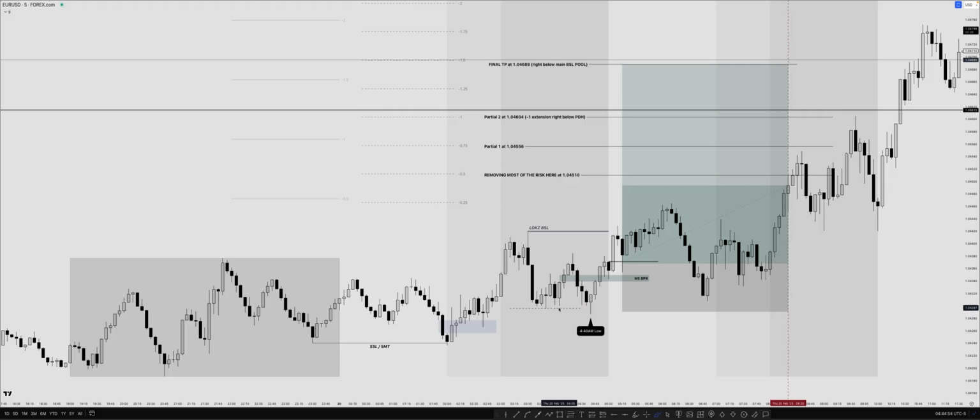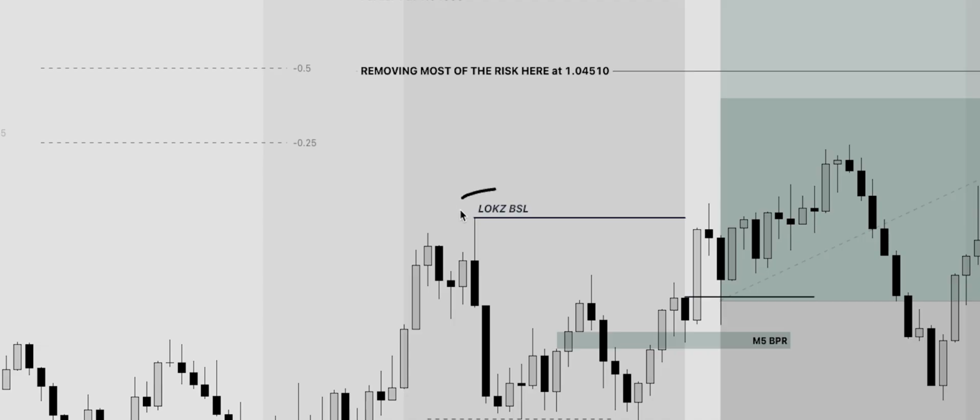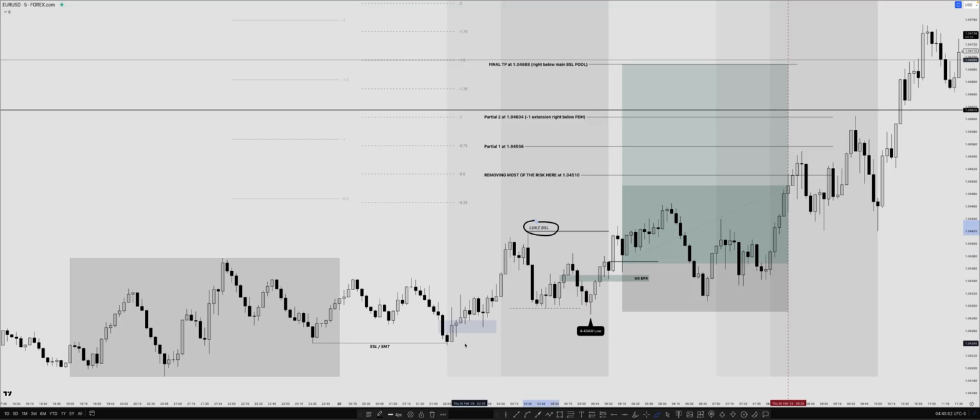Price ran sell-side liquidity into bullish beta race right here, expanded to the upside, took out London kill zone buy-side liquidity, and by this point, what we already had, again, there are two London kill zone lows. So from the 15-minute point of view and execution time frame point of view, what we had was bullish delivery, bullish order flow. So this is where we had lower time frames and execution time frames nicely aligning, and this is when we can start looking for potential entries.